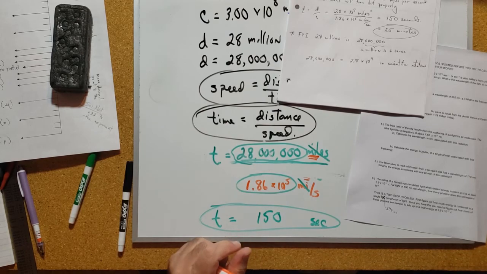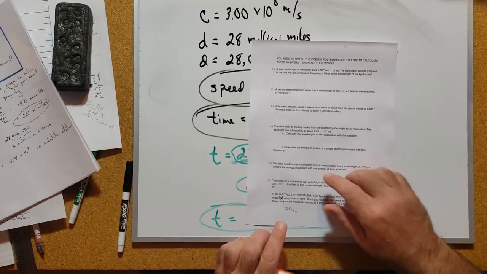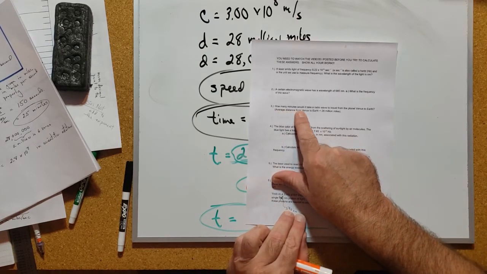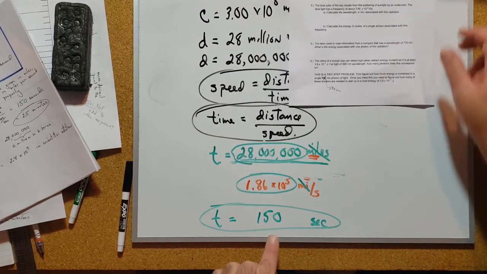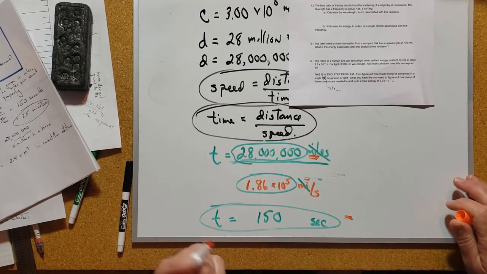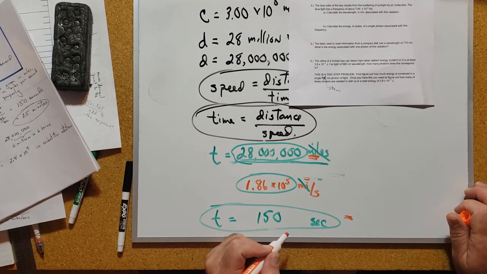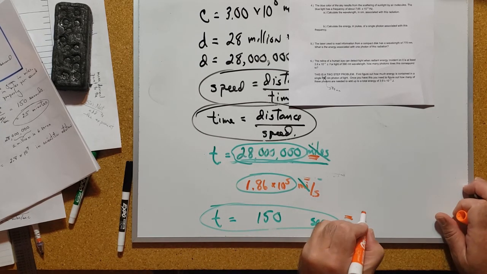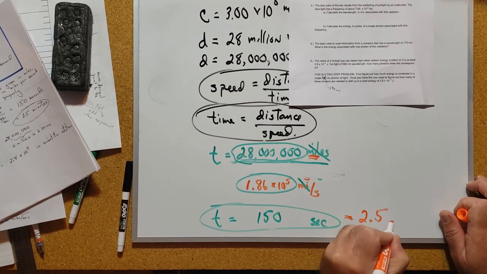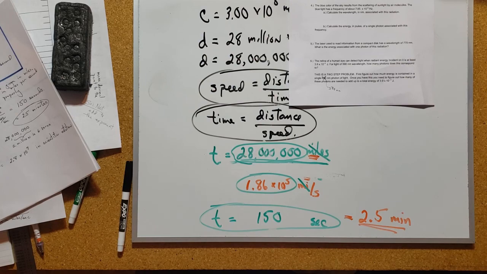All right. Now, going back to the problem, we're asked to determine how many minutes it would take. So how many minutes is 150 seconds? Well, there's 60 seconds in a minute, so you would divide 150 by 60, and you would get 2.5 minutes. So that is the answer to number 3.